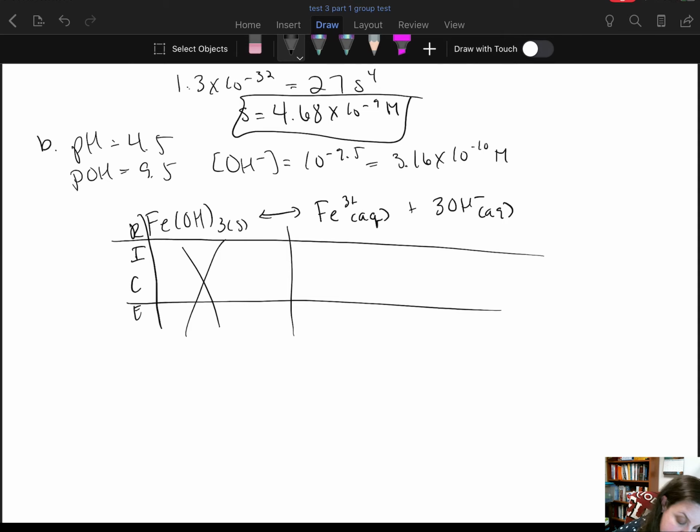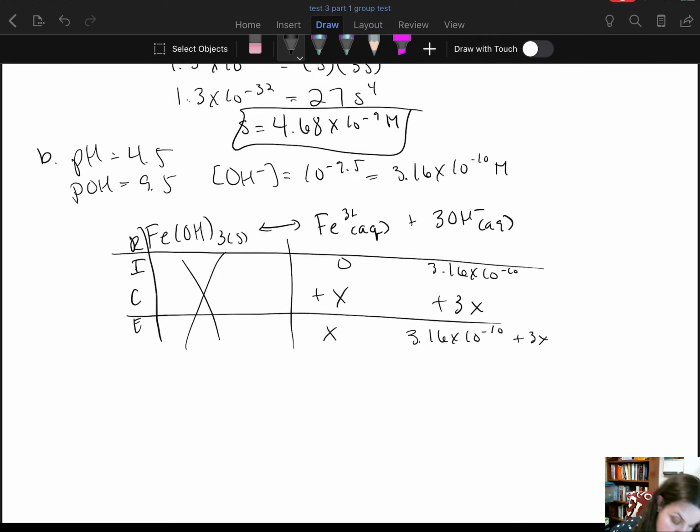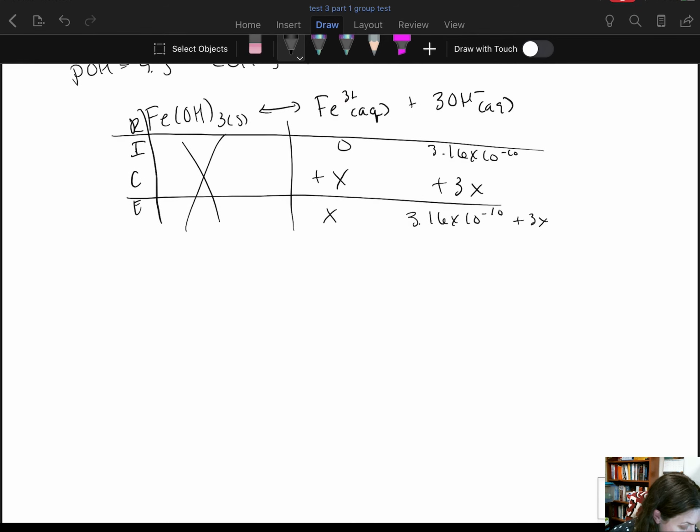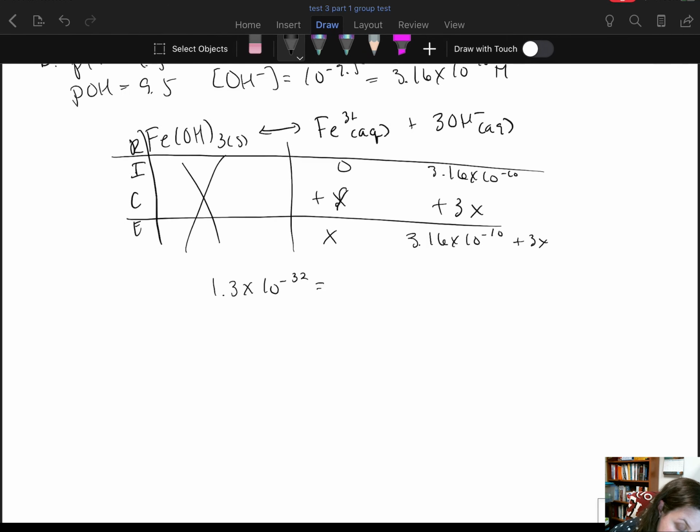Again, we don't care about that. We start out with 0 here, and we start out with 3.16 times 10 to the negative 10 here, plus x plus 3x gives us x, and then 3.16 times 10 to the negative 10 plus 3x. That will then go into our KSP expression. 1.3 times 10 to the negative 32 is equal to, I meant to do S, sorry. Let's erase those. S.